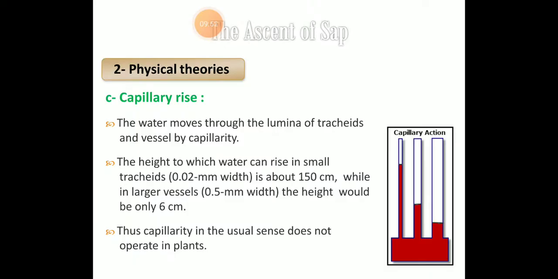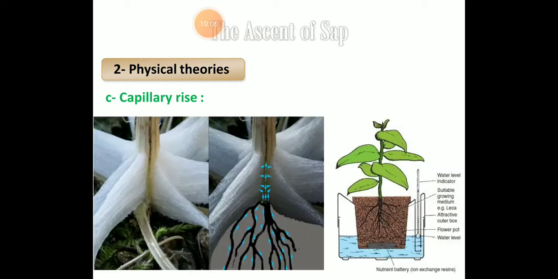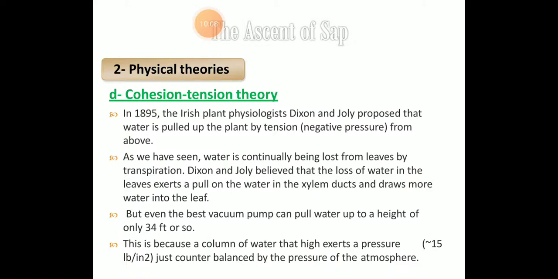The next theory is the capillary theory. Capillary force is involved in the ascent of sap, especially in the tracheids and vessels, which have the capacity to help the movement of water, that's the ascent of sap. The last one is the cohesion tension theory. This was first explained in 1895 by Dixon and Jolly to explain the water force or water pressure in the plant due to negative pressure.